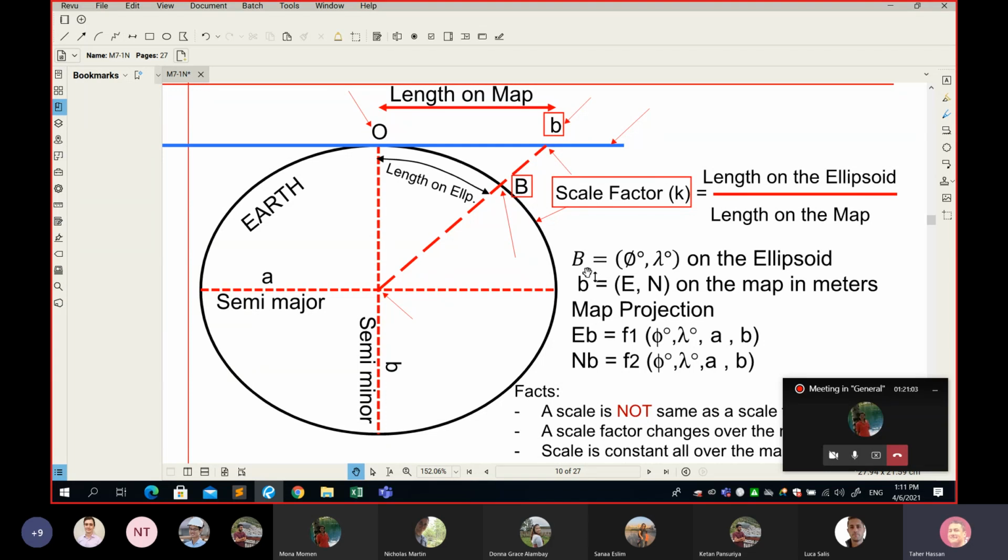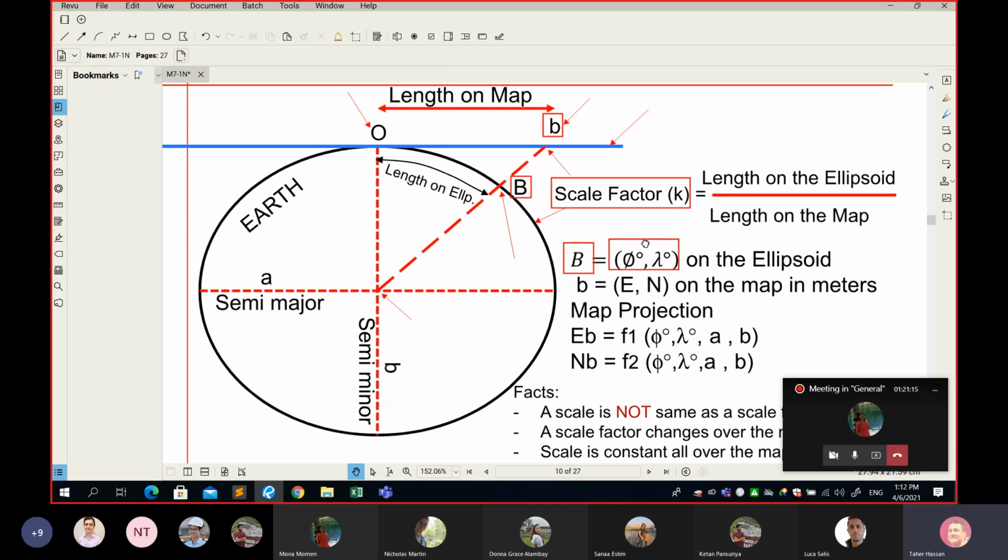Remember the point uppercase B exists on the ellipsoid, and we can define its location by a pair of angles, latitude and longitude. While lowercase b exists on the map, and we want to find the planar coordinates of point b in easting and northing, and those are in meters.